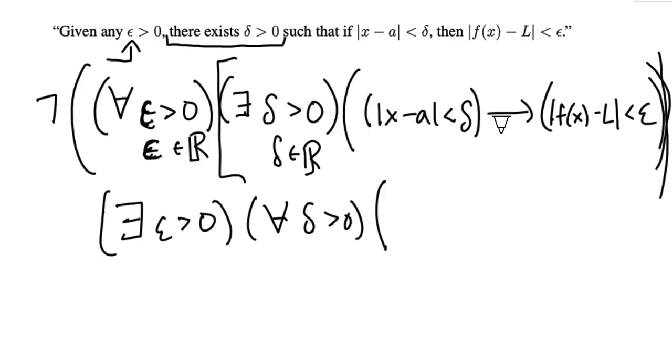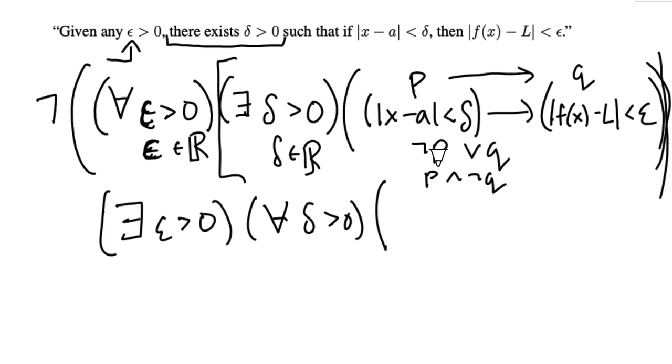For the negation of a conditional like this, let's think of this as P and this as Q. P arrow Q is the same as saying either P is false or Q is true, so not P or Q. That's what makes the arrow work. If we take the complement of that, it's easier to see what happens: we get P and not Q.